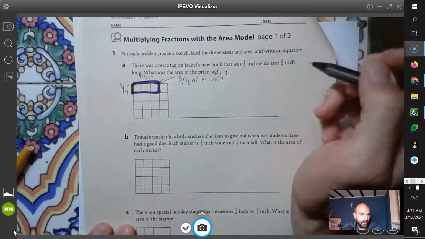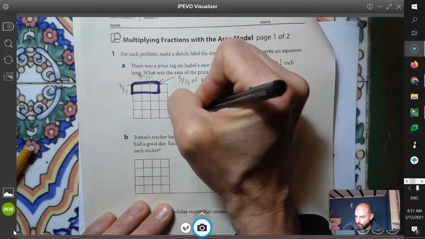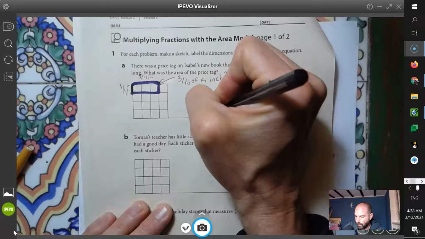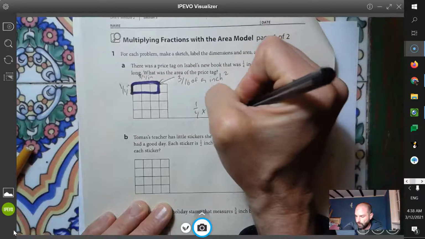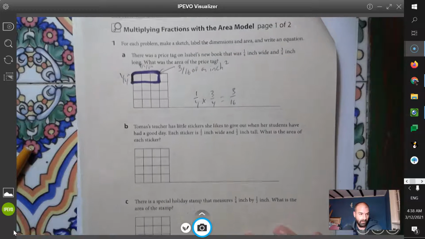All right, and then what else do I want us to do? Write an equation. All right, so we would be 1/4 times 3/4 equals 3/16. All right, let's move on.